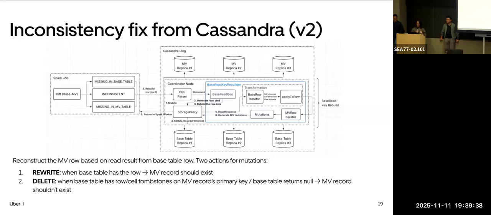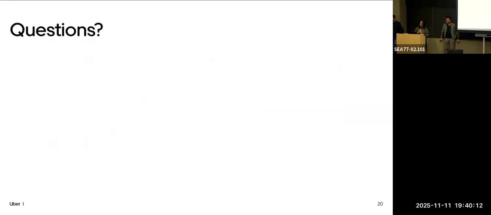We consider the base table row and also honor the read time. For example, if there's nothing in the base table, you can return null, and for this kind of situation we need to use the read time to ensure that we don't delete anything accidentally. So this is the high-level idea of how this would work. It would be just two actions, rewrite or delete, and all of this would be done on the MVs only. I think that's pretty much everything. We would be happy to take any questions.